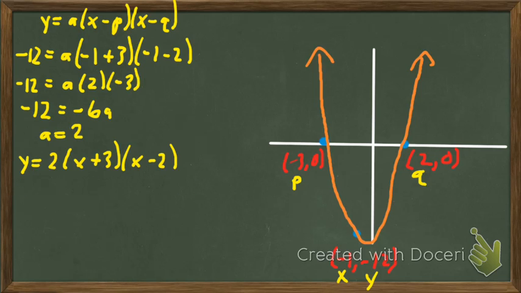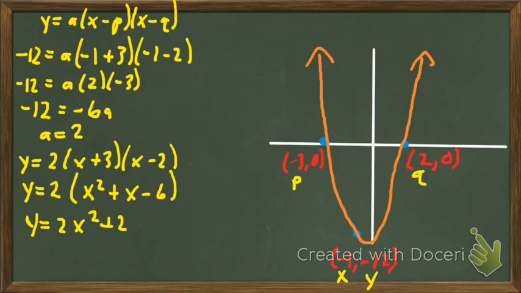Alright, great. And then of course we want our final answer in standard form, so let's go and do the multiplication. I would prefer that you save the 2 till the end. It'll make it easier on you. X plus 3 times x minus 2 is going to give you x squared plus x minus 6. And so then your final answer, y equals 2x squared plus 2x minus 12. That's how you write the equation of a graph if it's a parabola and you're given the graph.